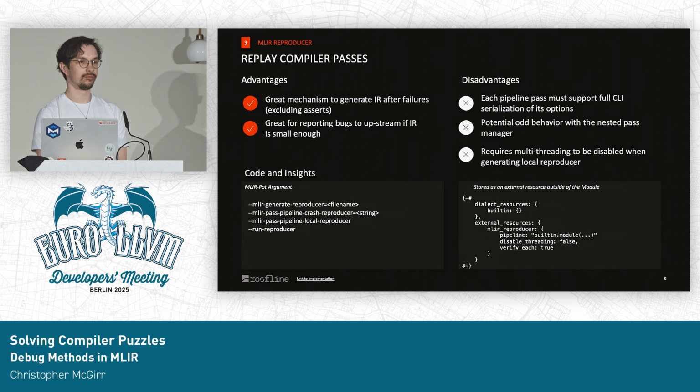For the reproducer capability, you said the options have to be serializable. There's a mechanism where you can define passes in TD files and provide the options there. That checks that box. Yeah, that checks that box.